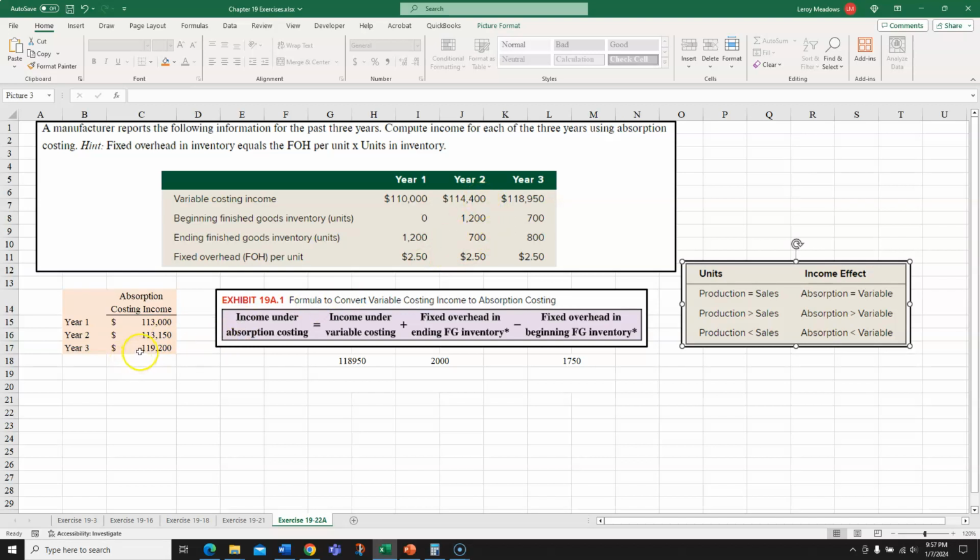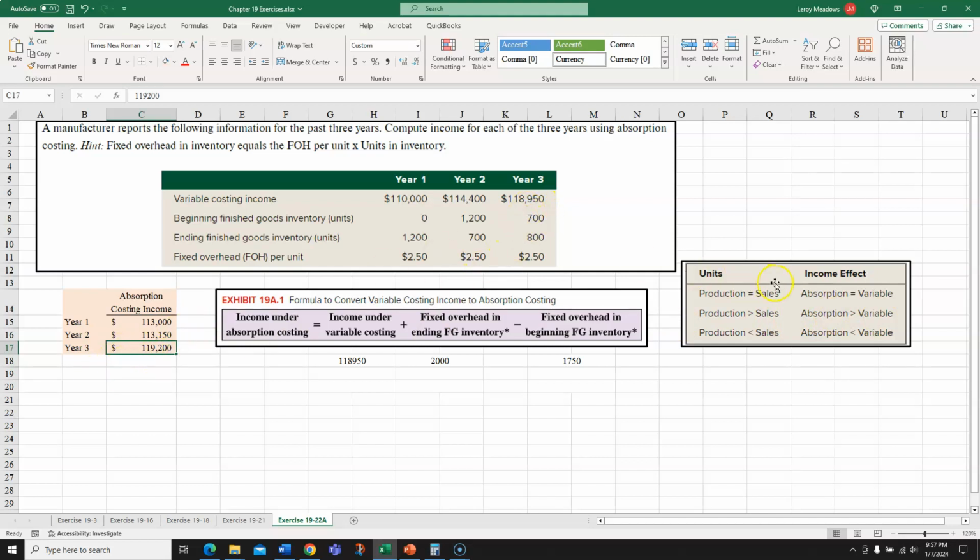Now let's look at year three. Absorption costing gives us operating income of $119,200, and that is greater than the variable costing income. And we see here that we had produced more than we sold. So since production is greater than sales, absorption income should be greater than variable costing income. And we do see that played out here as well.